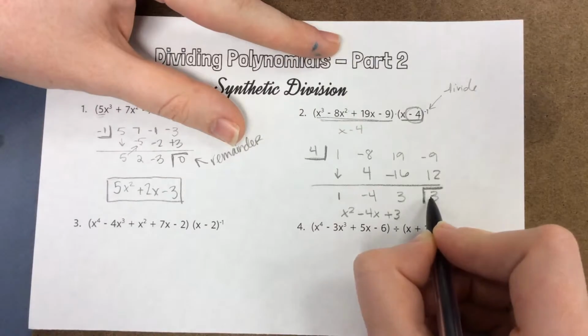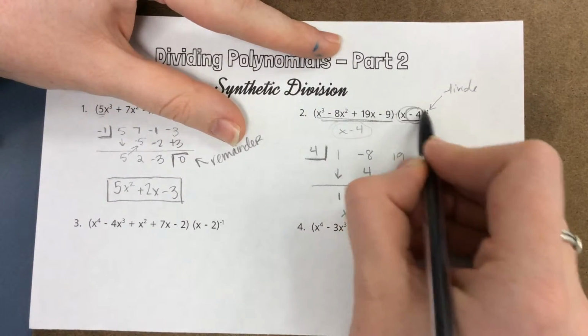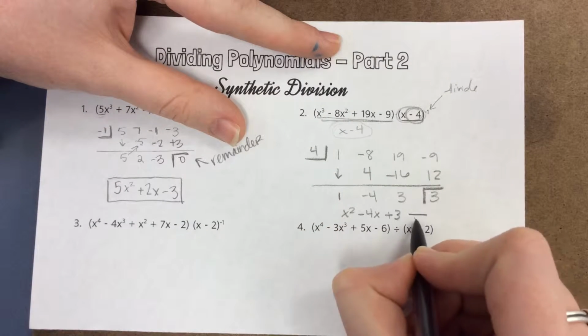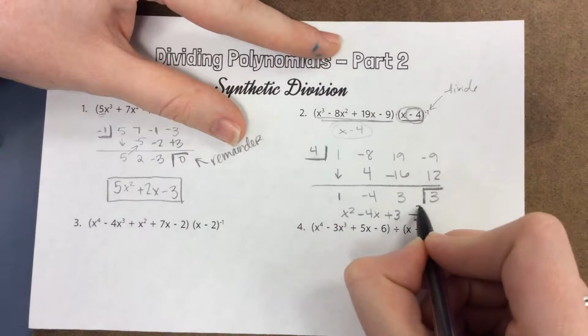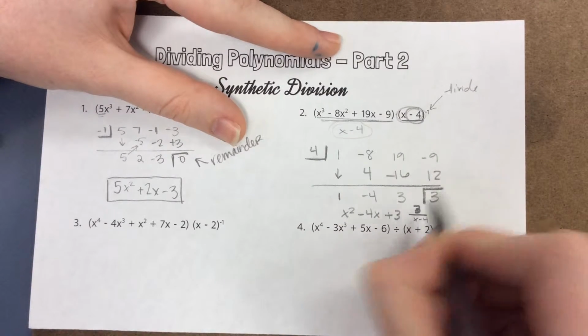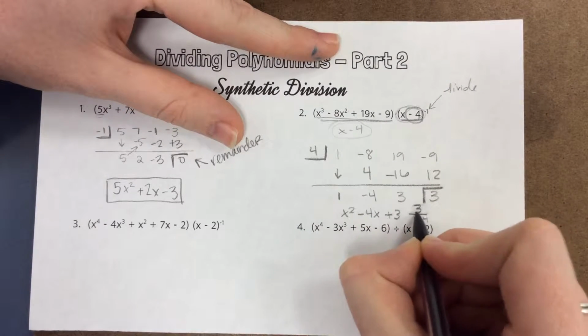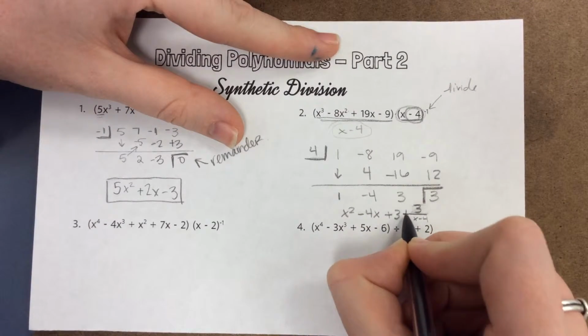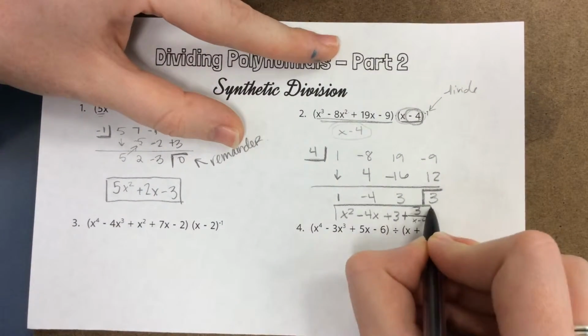When you have a remainder, just like we did in long division, you take what you're dividing by, this x minus 4, and that becomes the denominator of your fraction. And that remainder means you have 3 remaining that still need to be divided by that x minus 4. So the way you write that, since that's a +3, we're going to add the remainder, plus 3 divided by x minus 4.